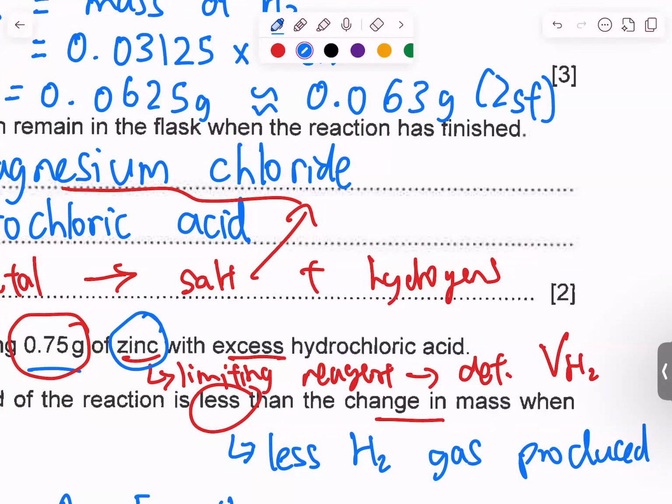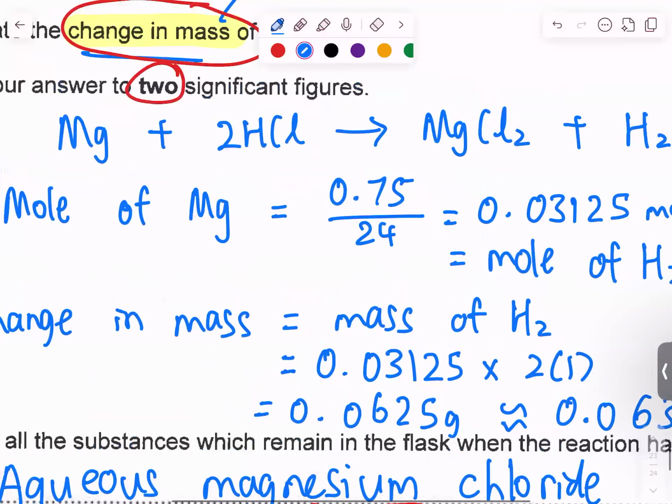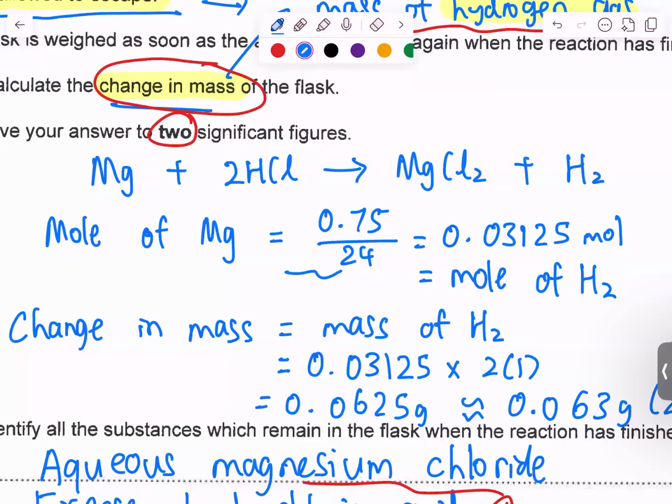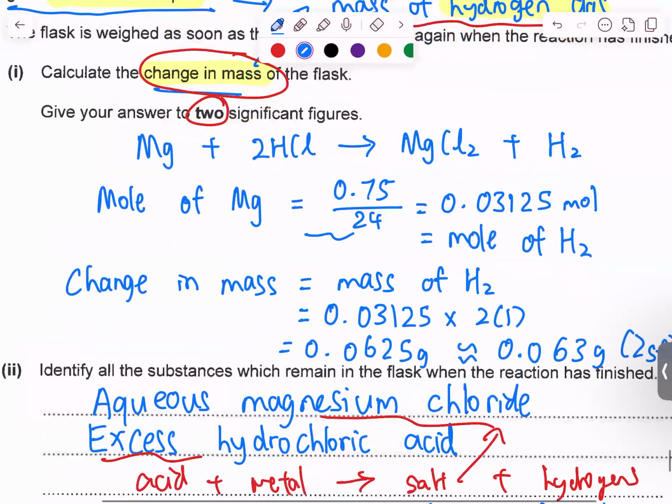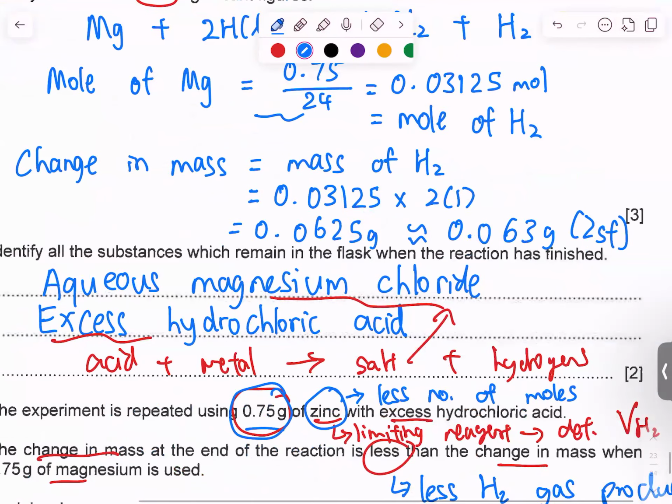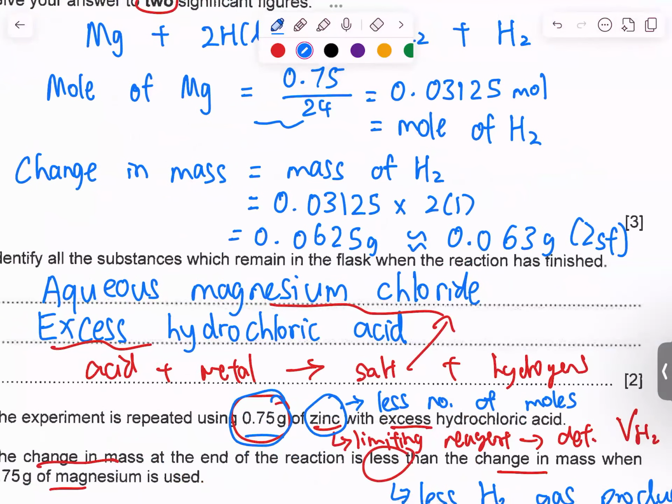So which means I have less number of moles of my limiting reagent compared to the number of moles of magnesium. Right? And why is it so? Both are 0.75 grams. Then how come the number of moles is less? It must be the atomic mass that's different.